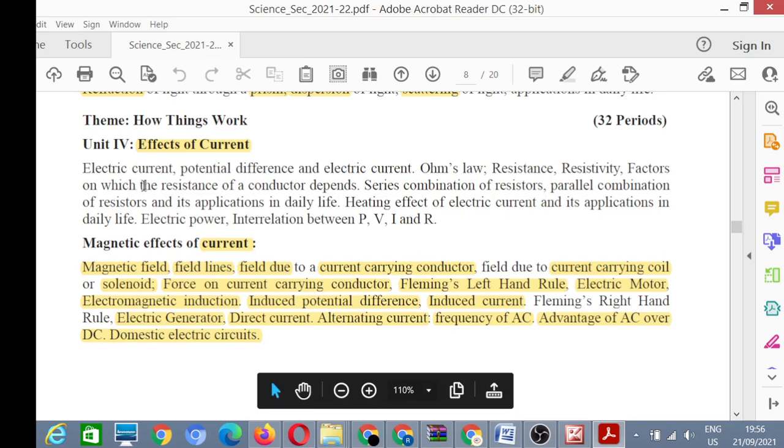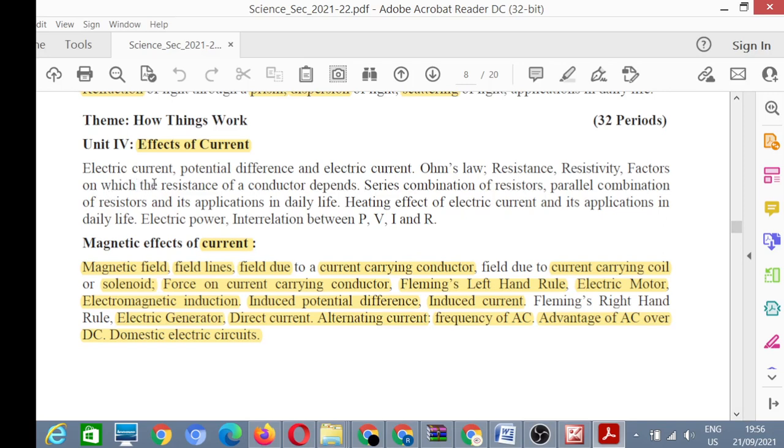Here we will study electric current, then potential difference. Electric current means I, units are ampere. Then potential difference, that means voltage. Then it should have electric current, it should have resistance. Then Ohm's law, V is equal to IR.